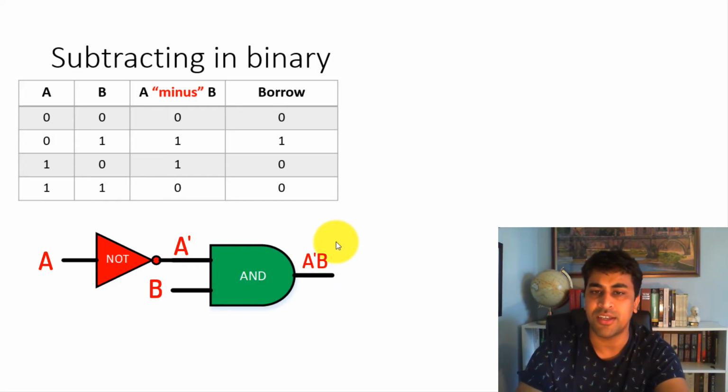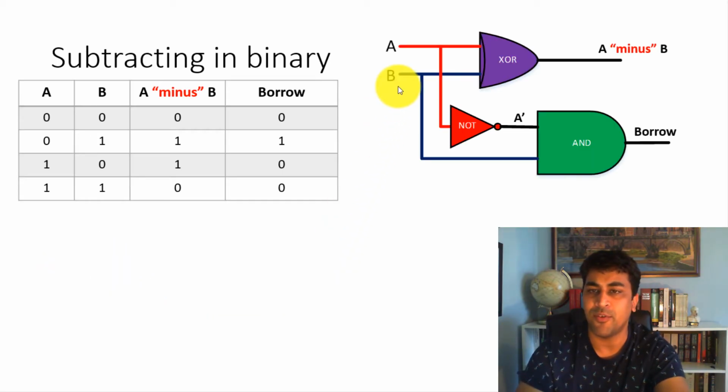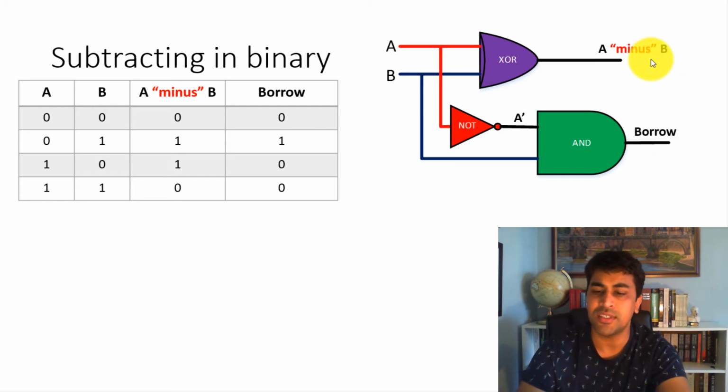Putting these two circuits together, we get, for input A and B, A goes into a NOT gate and meets B in an AND gate to give us the borrow. A goes into an exclusive OR gate with B to give us A minus B. So this is how we get the half-subtractor.